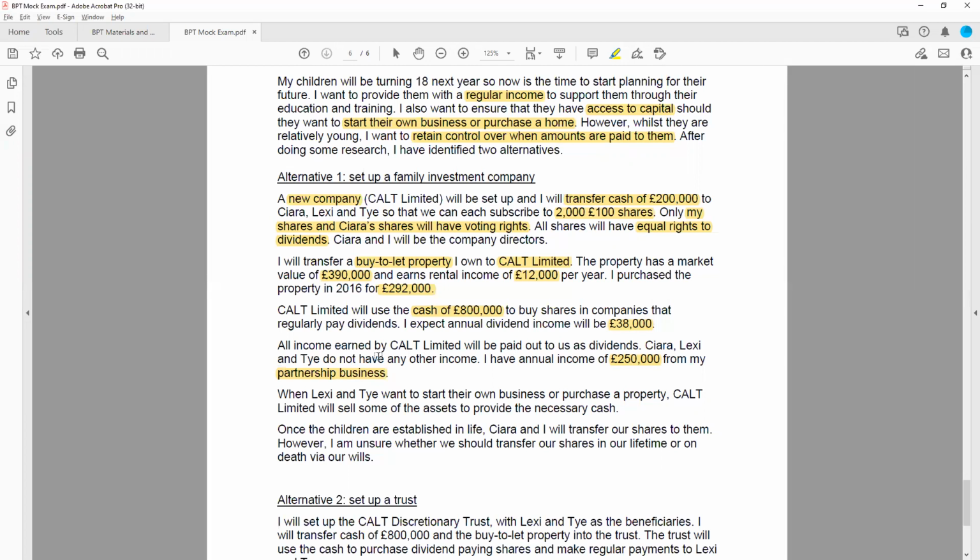So she's an additional rate taxpayer, but the others don't have any income. So the others will all have their personal allowances available to use, and then their basic rate band.